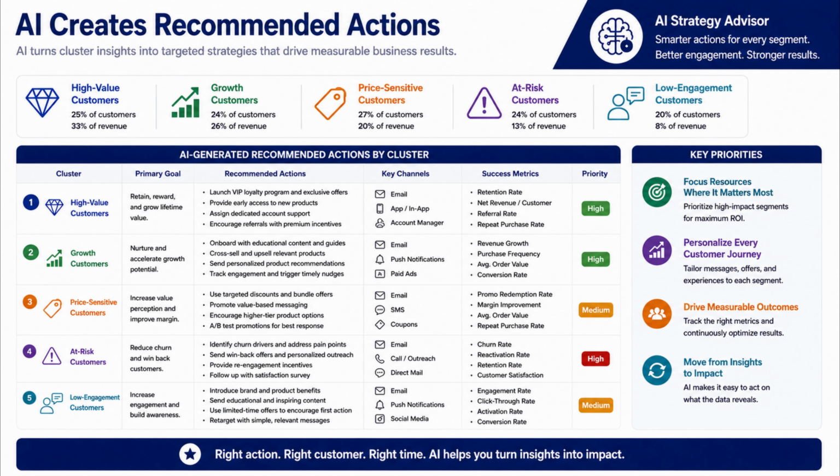Section 23. AI creates recommended actions. AI can suggest retention campaigns for at-risk customers, upsell opportunities for high-value customers, and engagement initiatives for low-engagement customers. It can also recommend success metrics, campaign priorities, and resource allocation strategies. These recommendations help organizations operationalize clustering insights and drive measurable business value.